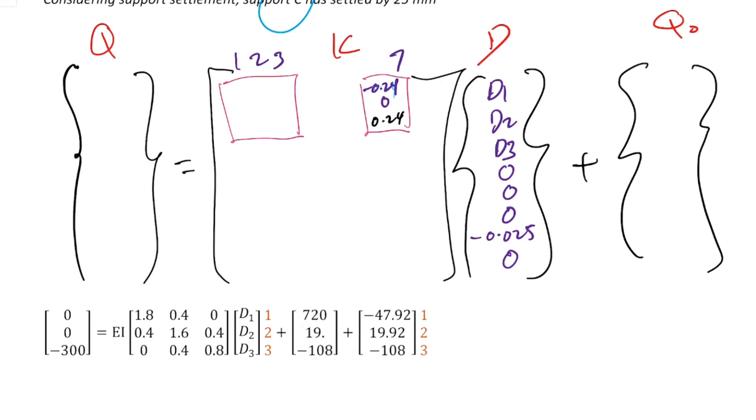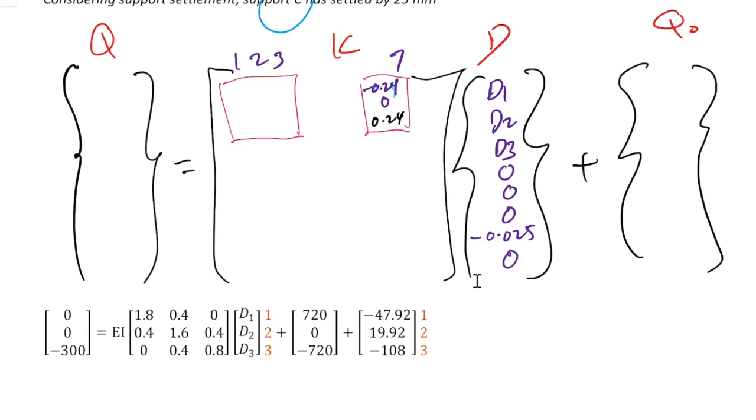The next value is 0. 27 is 0. So the next value is 0. And the next one is 37. 37 is 0.24 times 0.24 times negative 0.025, so we will get negative 720. These two values we have to add together.